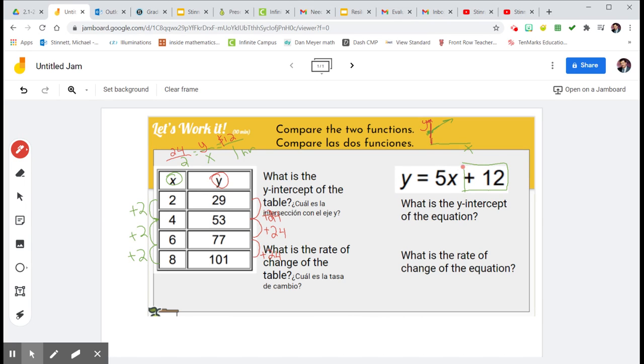Here, this equation, it started at 12, right? It started way up here. It didn't start at 0, 0. And that's the difference here, is that this table didn't start at 0, 0, just like this equation didn't start at 0, 0. If this equation started at 0, 0 or at 0, there wouldn't be a 12 here. There'd be nothing here. It'd just be y equals 5 times x, and that would be it. So let's look at how to figure out that.